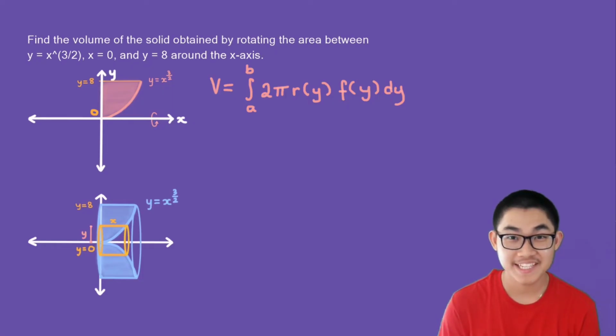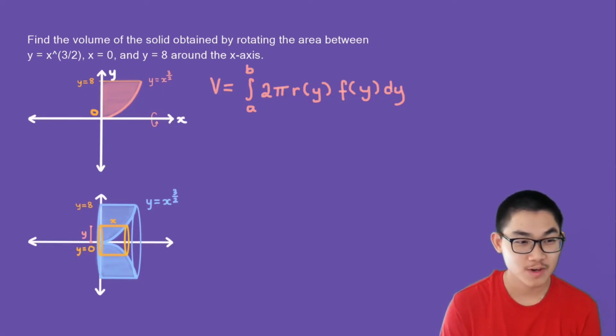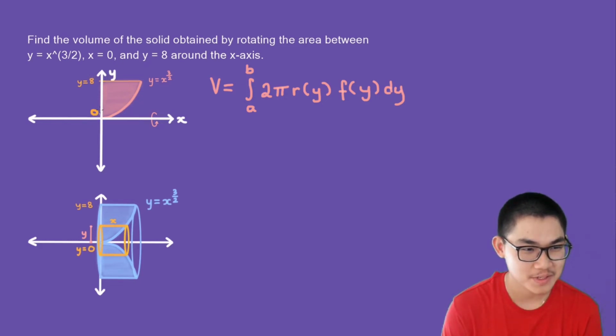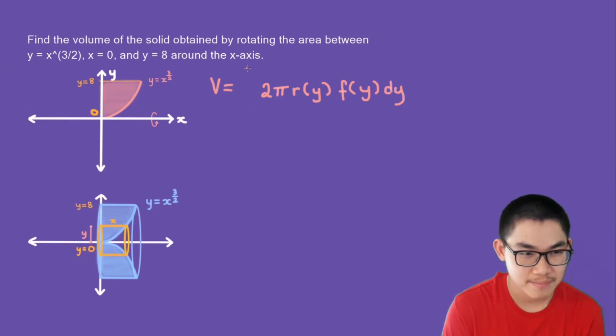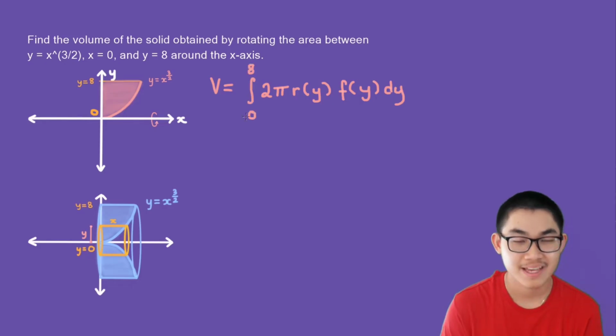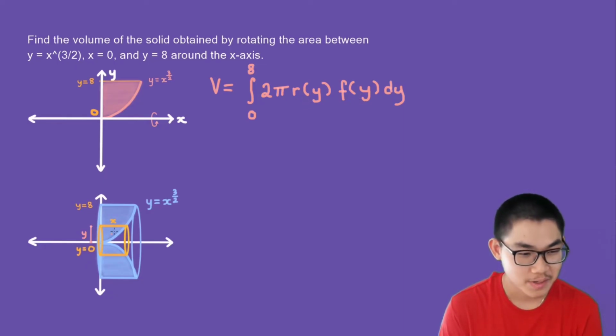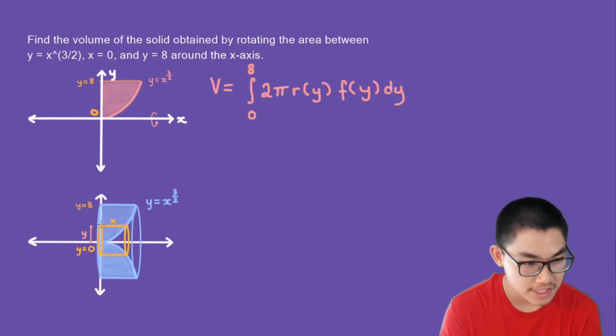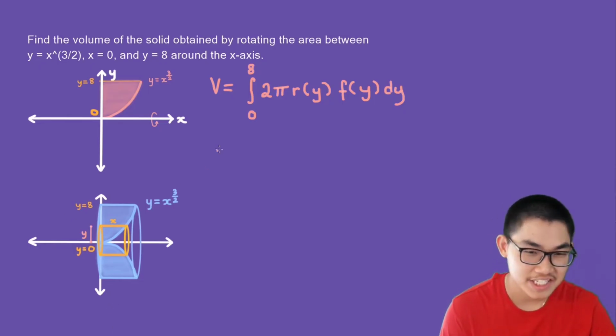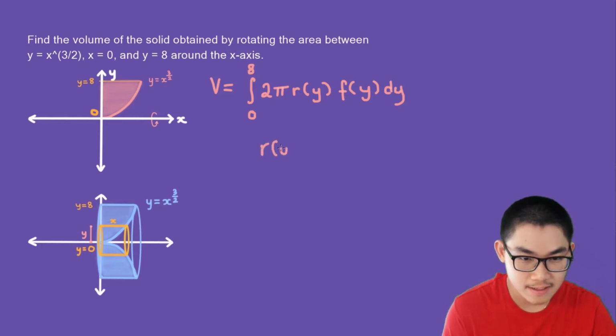The first step is to find a and b. So if you look at our original function, the bottom is 0, the top is 8. So it goes from 0 to 8. Because of that, a is 0 and b is 8. The second step is to find the radius and the height. So if you look at this, we know that the distance from the center until we reach the outer shell, so this distance right there, is the radius. And the radius is just equal to y. So r of y is equal to y.